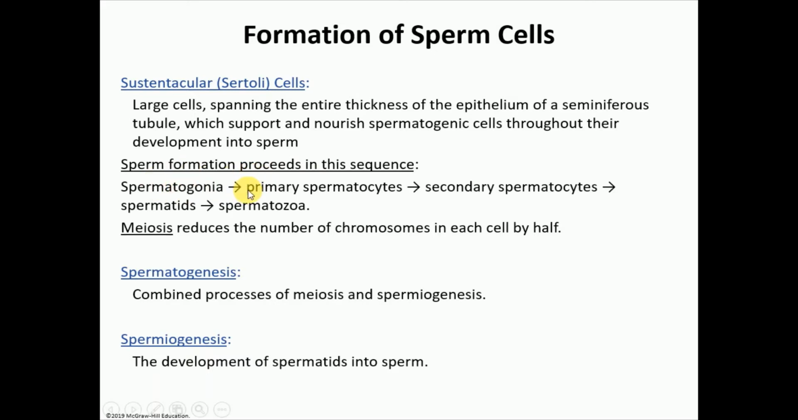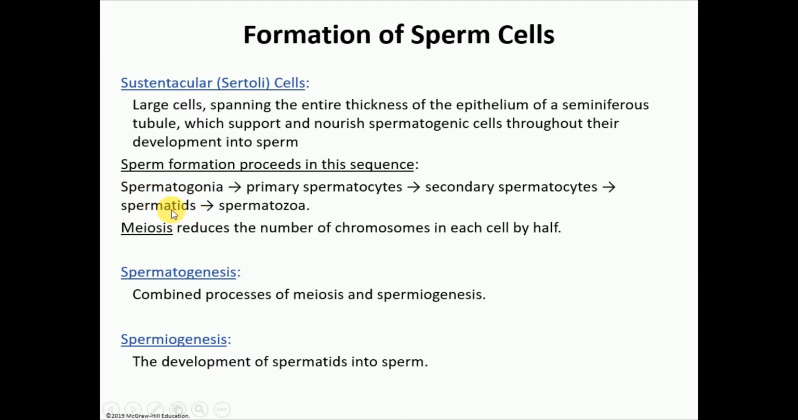So spermatogonia will develop into primary spermatocytes. Now these primary spermatocytes will undergo the first meiotic division to produce a secondary spermatocyte. Now the secondary spermatocyte will undergo the second meiotic division to make a spermatid.